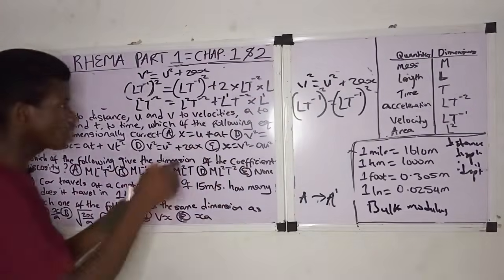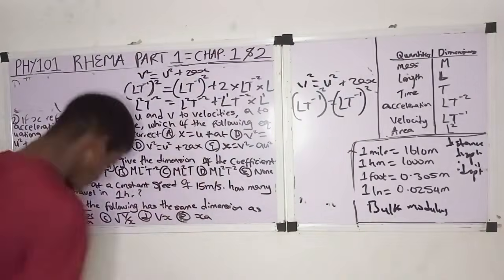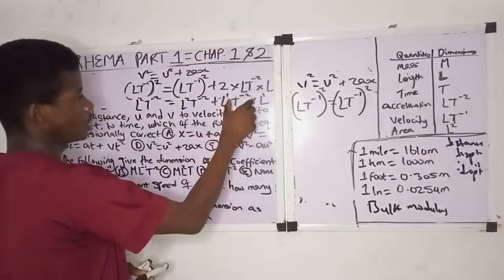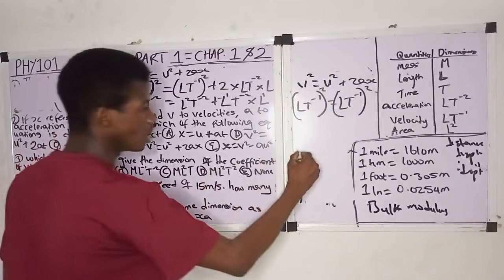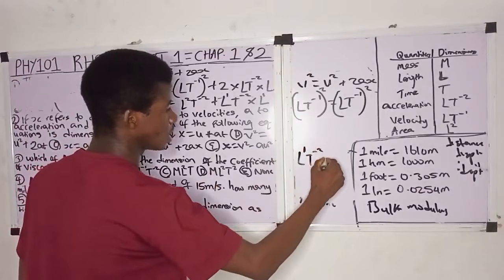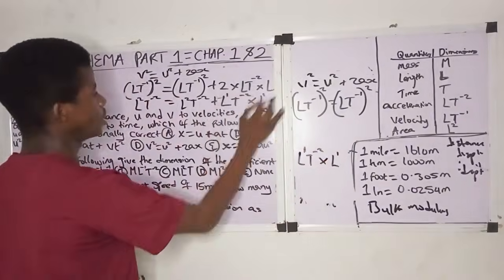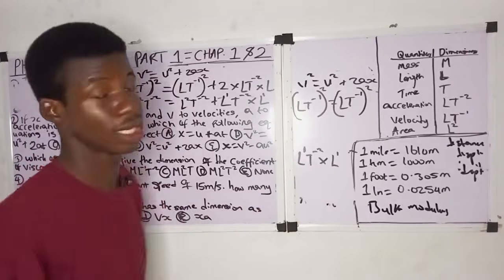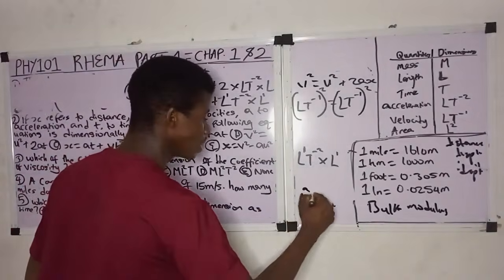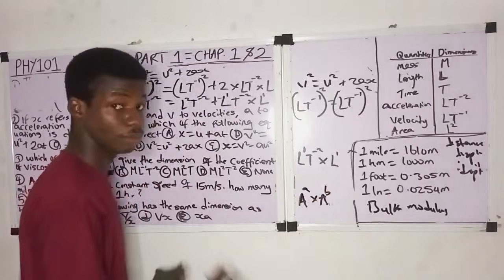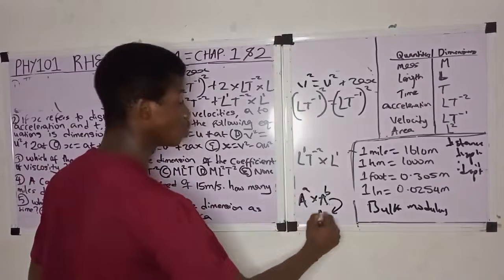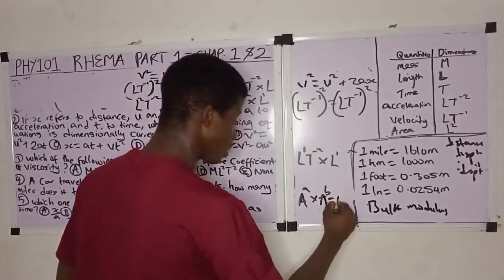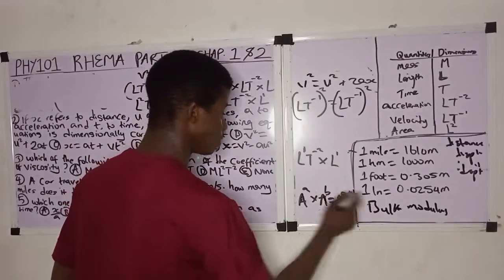Now if you look at this part, it is L1 T raised to power minus 2 times L1. According to the first law of indices, when the same base are multiplying each other, we take one of the base, then we add their power. a plus b, we add their power, right?